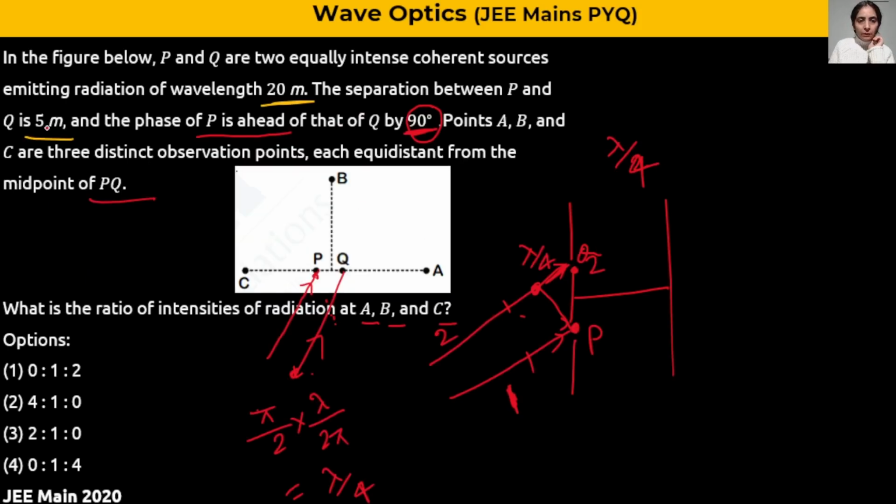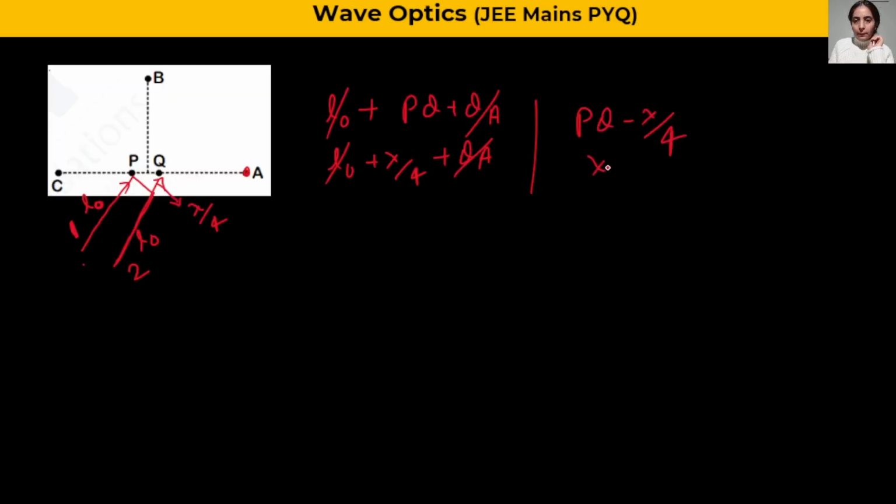ओके, सेपरेशन बिटवीन P एंड Q इज 5 मीटर एंड वेवलेंथ इज 20 मीटर. ठीक है, सो अगर तुम्हारा वेवलेंथ 20 मीटर है तो 5 मीटर, दैट इज PQ इज इक्वल टू हाउ मच? दैट इज योर लैम्डा बाई 4, राइट. सो दिस इज योर लैम्डा बाई 4 माइनस लैम्डा बाई 4. सो दैट इज 0. पाथ डिफरेंस इज 0. और अगर पाथ डिफरेंस 0 है, इट मीन्स मैक्सिमम इंटेंसिटी.